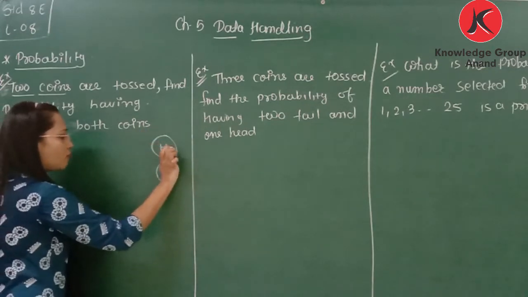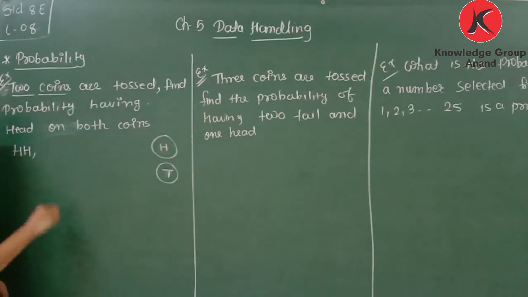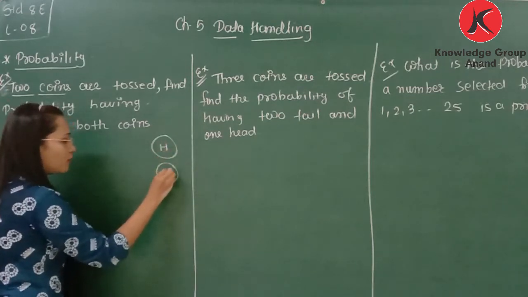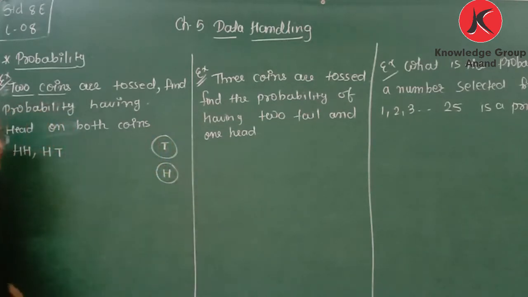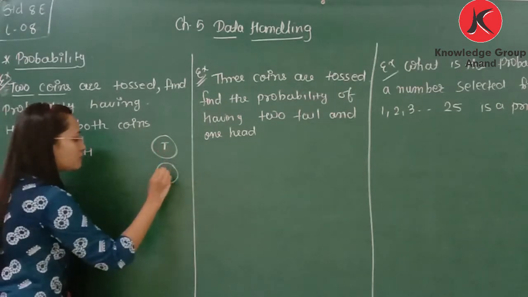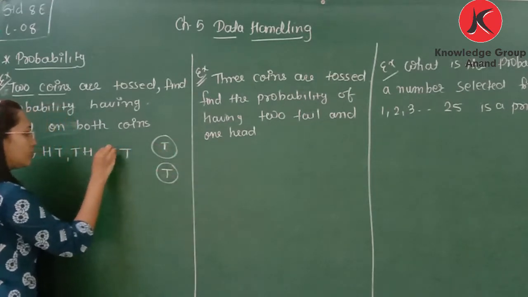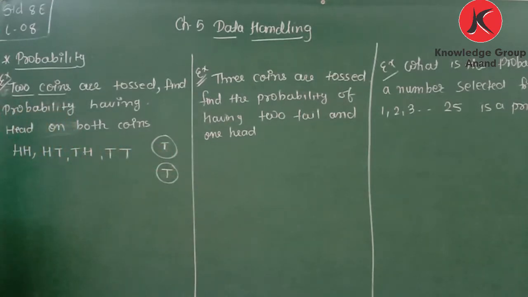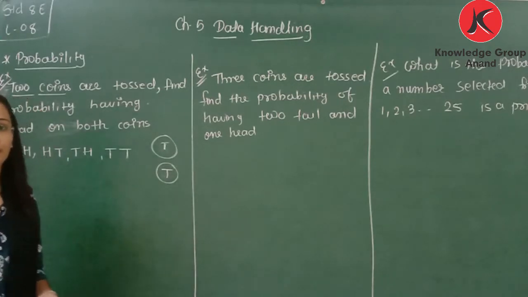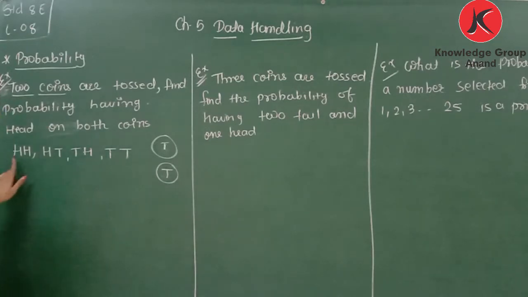It may be possible that we have head on one coin and tail on the second coin. So it is HT. This is called the second probability. It is possible that we have head on the second and tail on the first, so that is tail and head. And last, we have tail on both, that is tail, tail. So we have a total of 4 kinds of probability. If there is only one coin, then there are 2 probabilities, head and tail. But if we toss 2 coins, then it is possible that we have head on both sides, head tail, tail head, and tail on both sides.